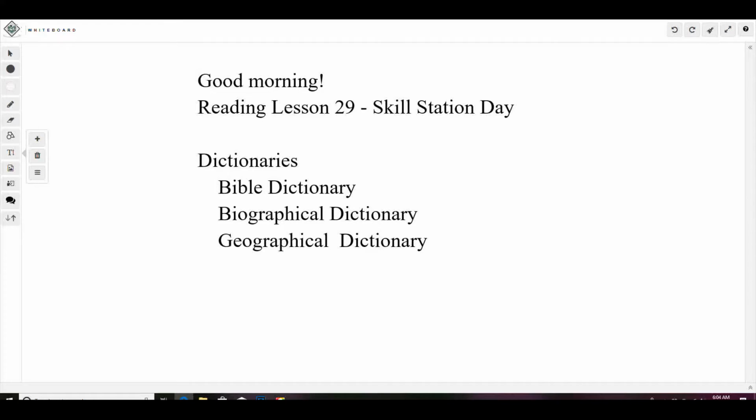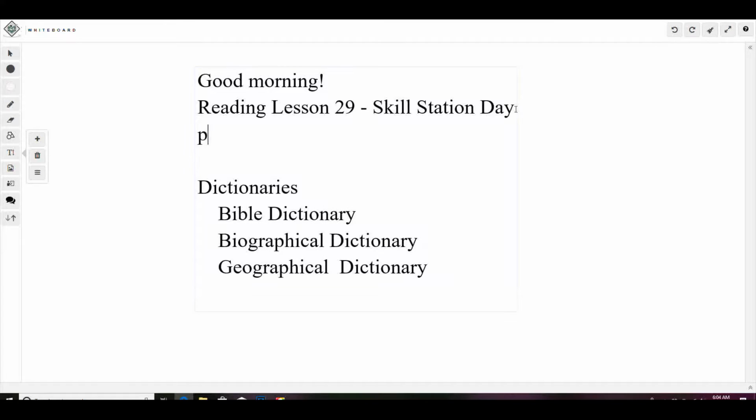So today we are going to be on lesson 29. It's a skill station day. Therefore, you do not need your reader book. You only need your work text. And I'm just going to go ahead and put up here pages 226 to 227. So if you want to get those pages out right quick, this is actually a very short lesson. We're just going over dictionaries and different kinds of dictionaries.